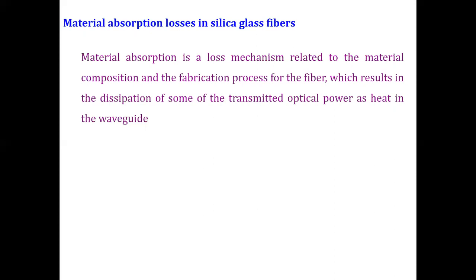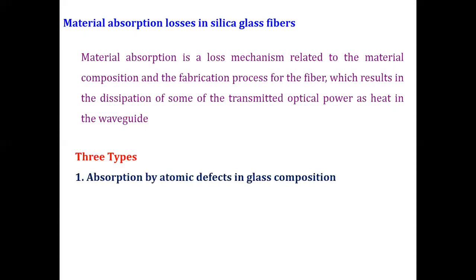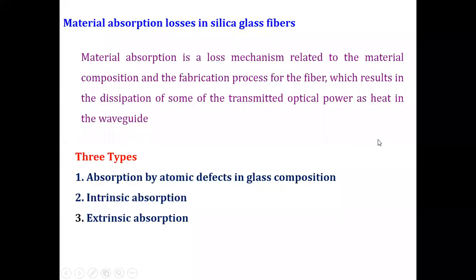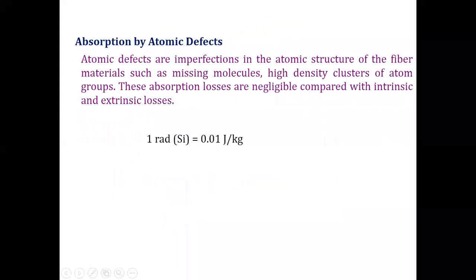So here we have three types of absorption losses. The first one is absorption by atomic defects in glass composition, the second one is intrinsic absorption, and the third one is extrinsic absorption. So next we can see about the absorption by atomic defects.